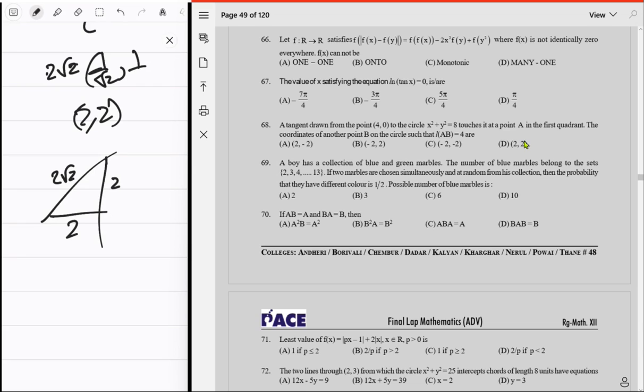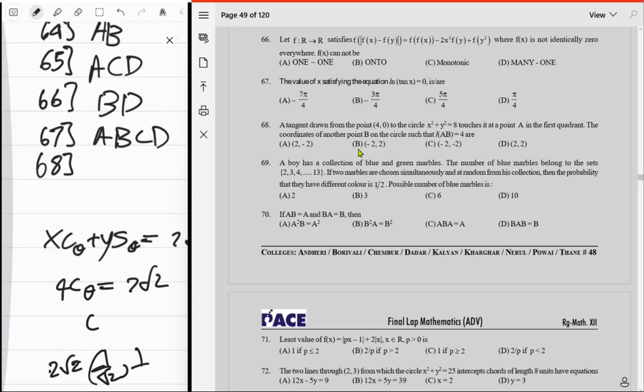When does this happen? There are only two points where this happens. This is (2, 2), and this is our origin. You understand this, right? It's perpendicular. So the point is either (2, -2) or (-2, 2). So A is correct, B is correct. Next question.